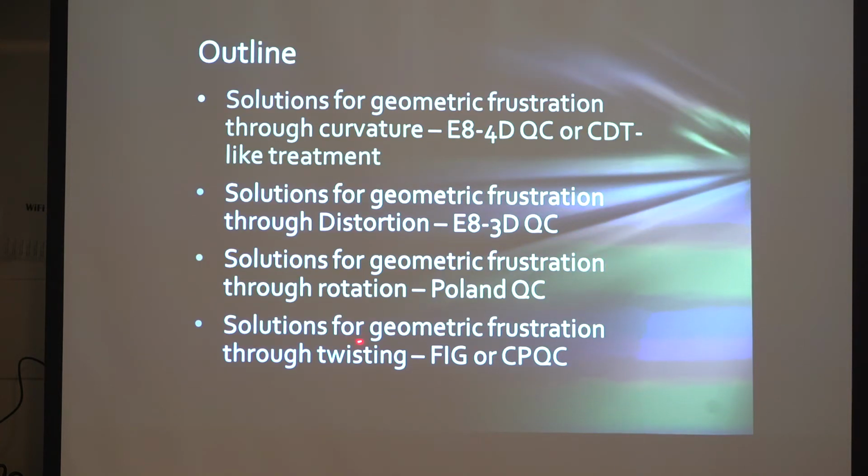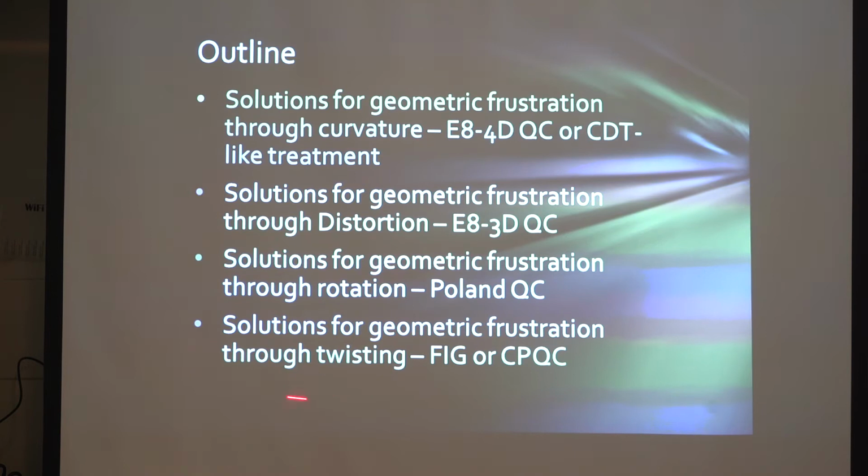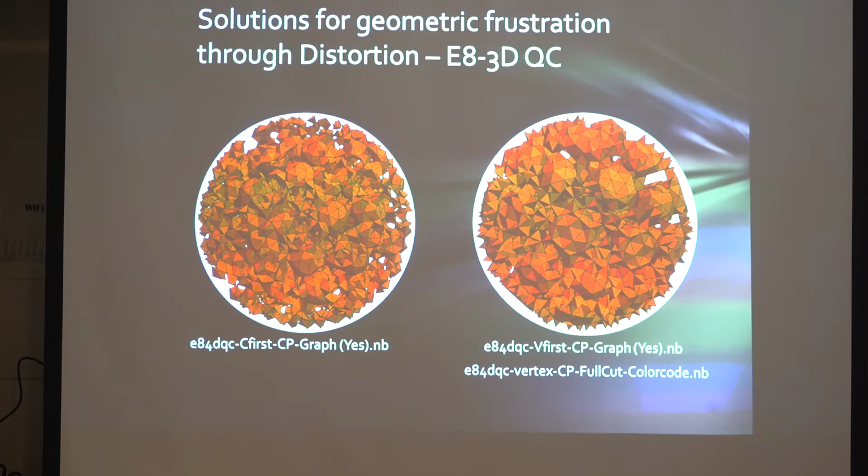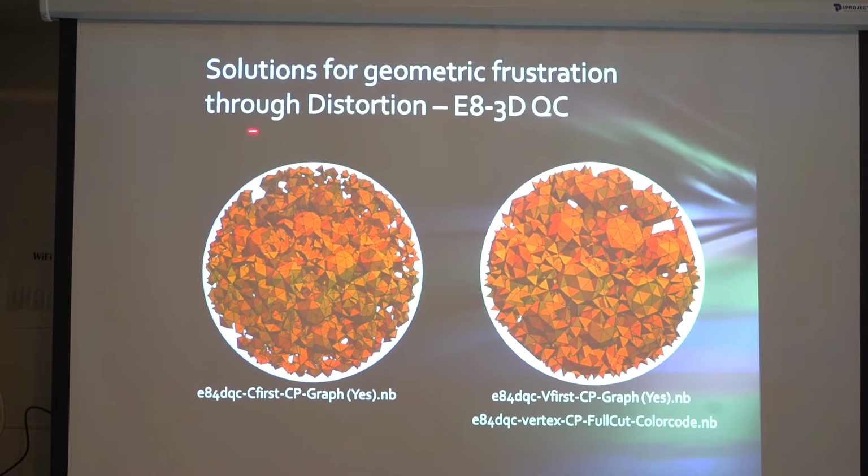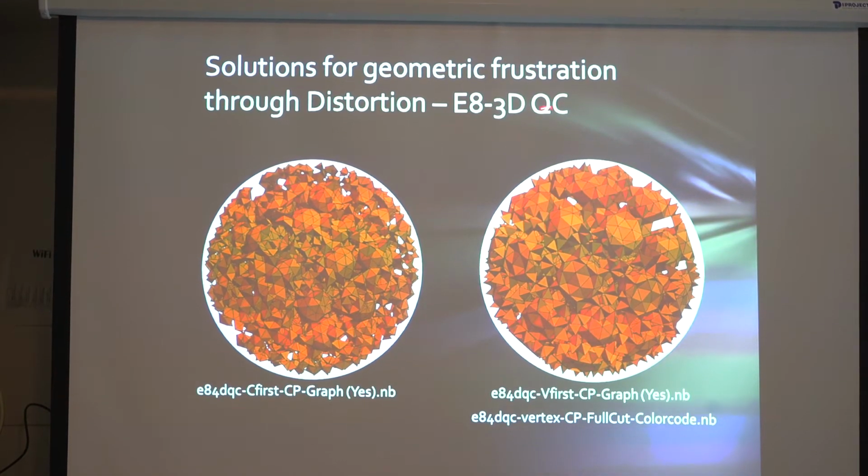So another solution for the geometric frustration is through twisting, and we propose the compound quasi-crystal. I'm not going to talk about this today. What does that P stand for? Compound quasi-crystal. Okay, so these two I will be covering. The first one: the solution for geometric frustration through distortion, which is the E8 to 3D quasi-crystal.